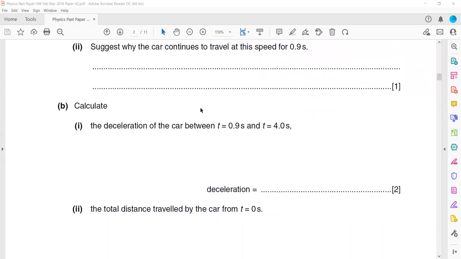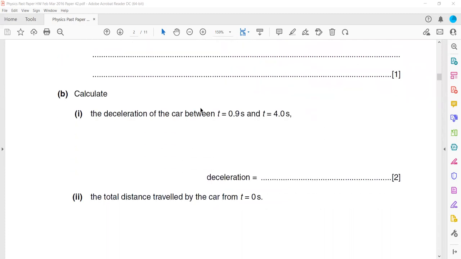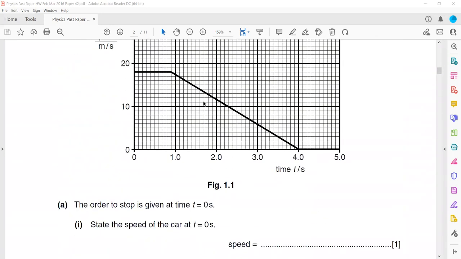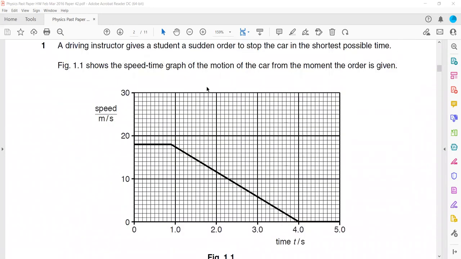And the last, the total distance traveled by the car from 0 second. Whenever there is a speed time graph, we use the area under the graph. So we can use a trapezium, or we can divide it into a rectangle and a triangle. Till this point, it is a rectangle, and here it is a triangle.